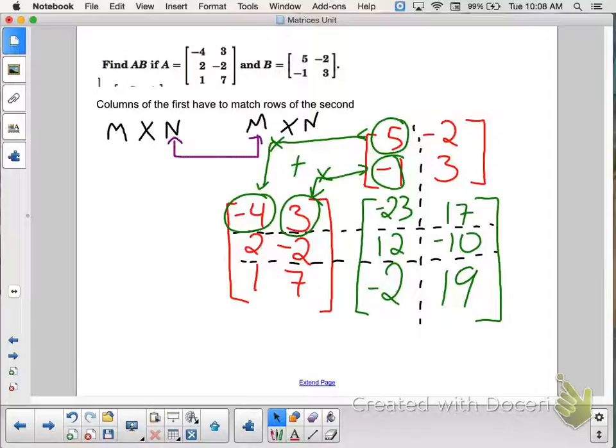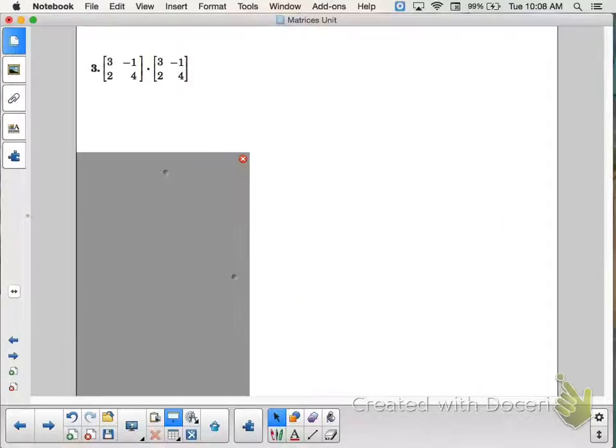Does anyone have any questions before I continue on? We're going to do a few more practice problems, so don't worry. All right, so here's one that's a little less complicated. Let's look at this one. Raise your hand if you think that I can multiply those matrices together.